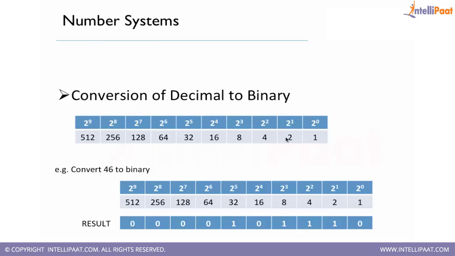Let's take one more number, say 3. How is 3 represented in binary? 3 is equal to 2 plus 1. So we will have 1 into 2 to the power 0, 1 into 2 to the power 1, and the rest are all 0. So how is 3 represented in binary? 3 is represented as 11. Similarly, we need to do the conversion.